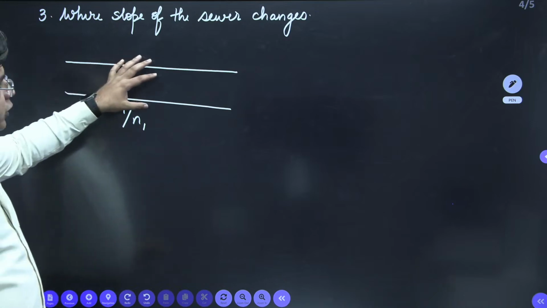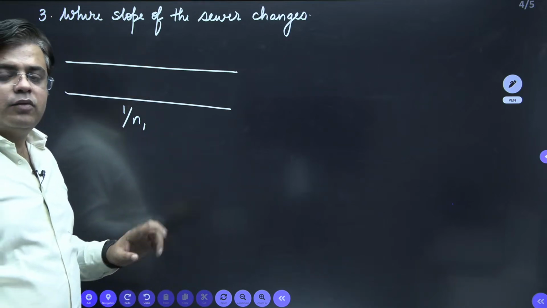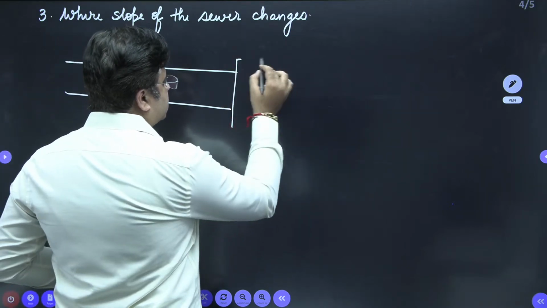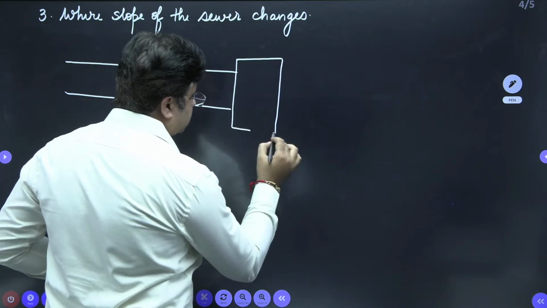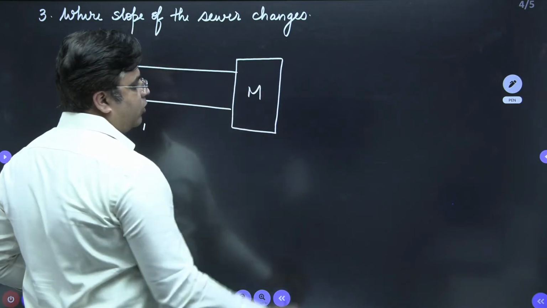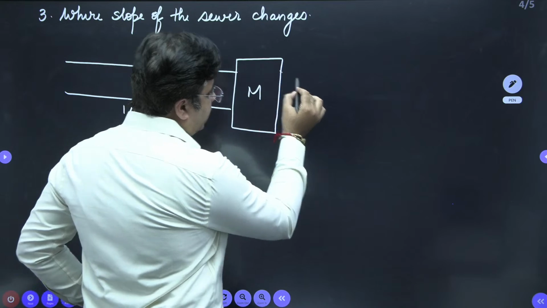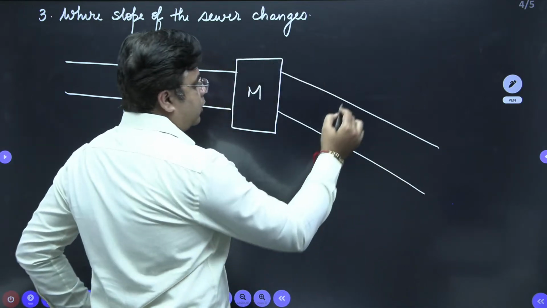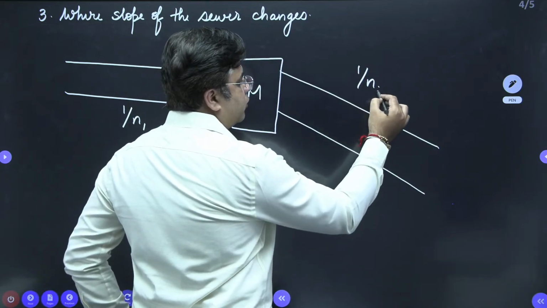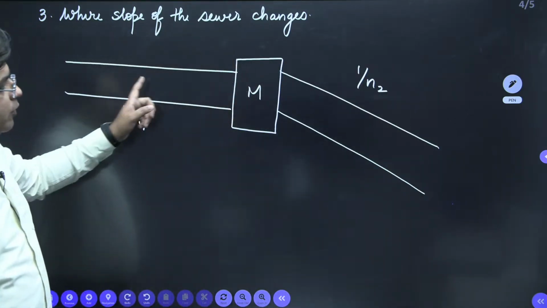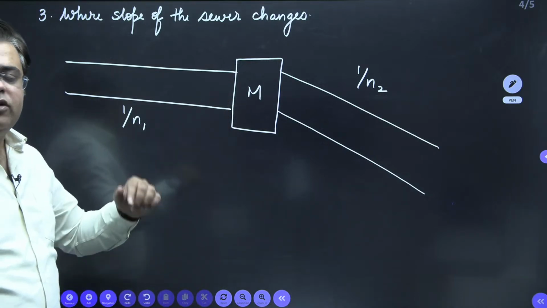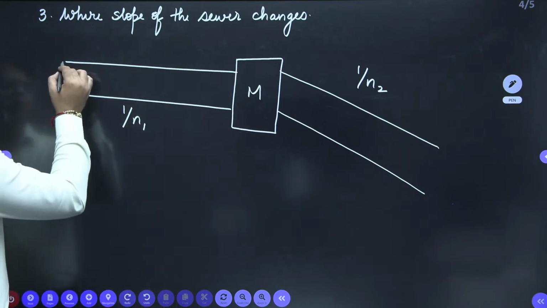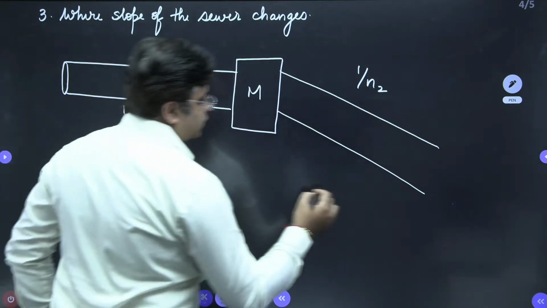Now if I have to change the slope of the sewer, first of all I need to provide a manhole like this, and after that only I can change the slope of the sewer like this. Now the slope is 1 by N2. So whenever the slope of the sewer is going to change, there you need to provide a manhole. So this is how you provide a manhole where the slope of the sewer changes.